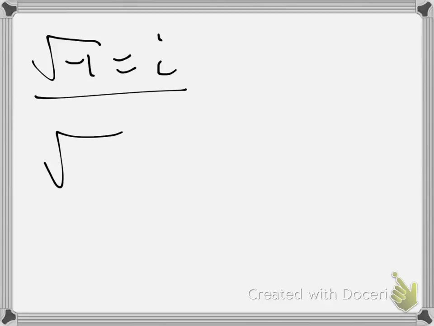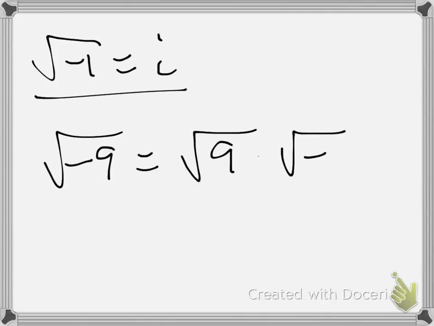If you had something like the square root of -9, okay, that would be the square root of 9 times the square root of -1. The square root of 9 is 3. The square root of -1 is I. So that's how we do that.